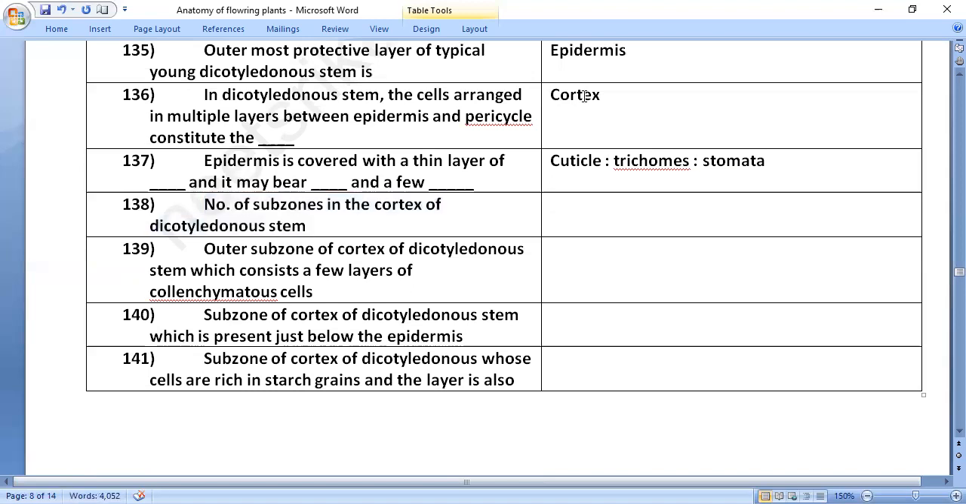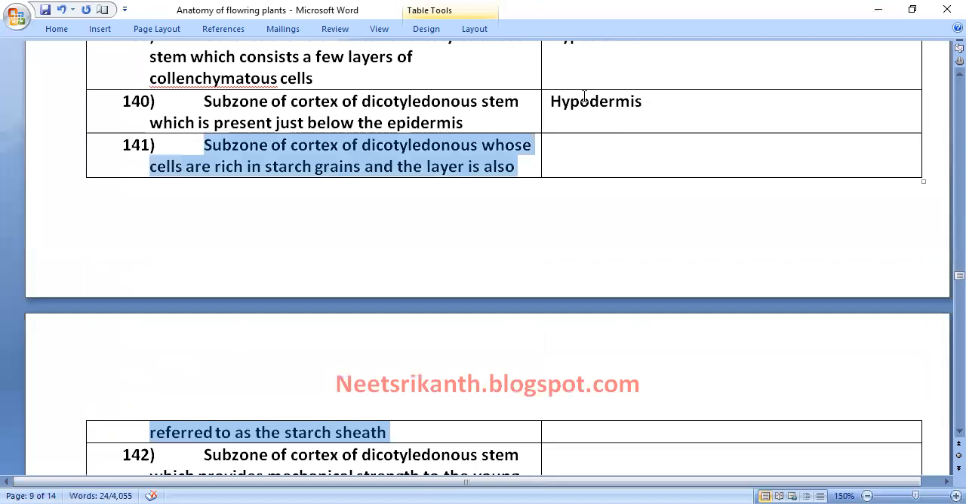Number of subzones in the cortex of dicotyledonous stem: 3. The outer subzone of the cortex of dicotyledonous stem, which consists of a few layers of collenchymatous cells and is present just below the epidermis, is the hypodermis.